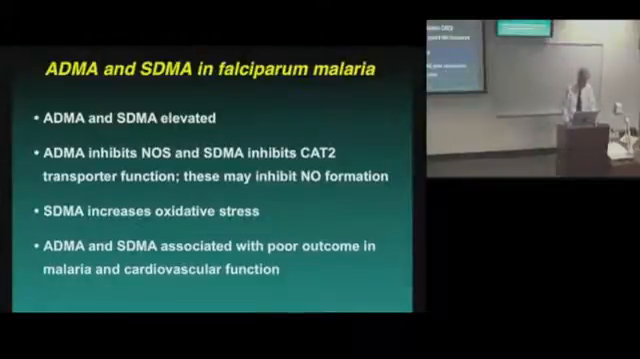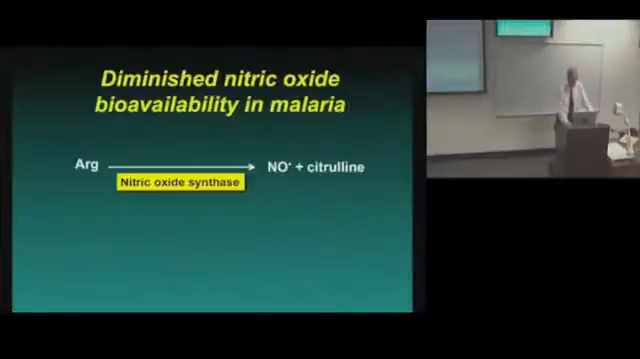And we think that they increase oxidative stress, and they may have some importance on maintaining the reduced state, the BH4, the tetrahydrobiopterin, that's so important as a cofactor. They are associated with poor outcomes in cardiovascular functions in adults, but here in adults and children with malaria, that association holds up. I'm going to summarize things and show some of these again.